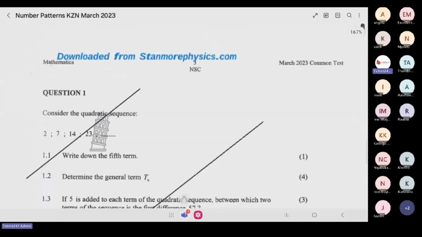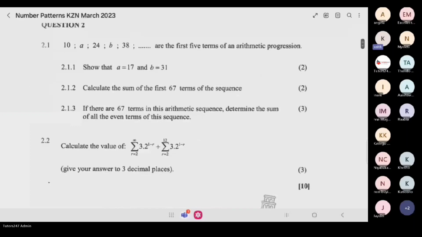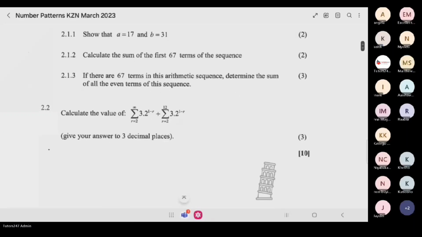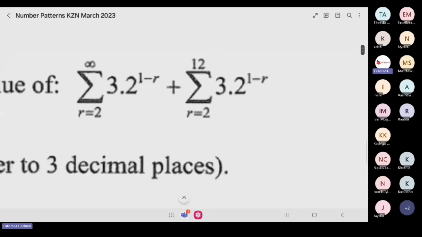Are we doing question 2.1 or jumping? Jumping. Okay. Are we doing 2.2 or jumping? We're doing 2.2. Okay, yeah. Fine.